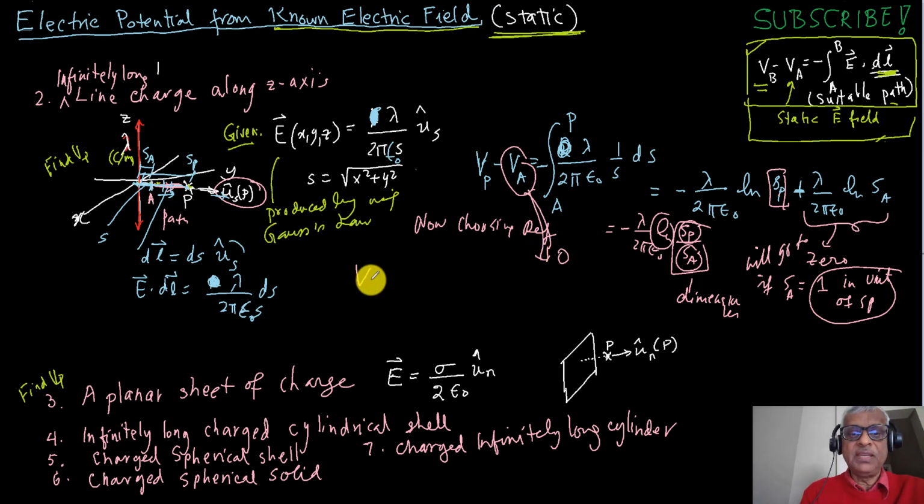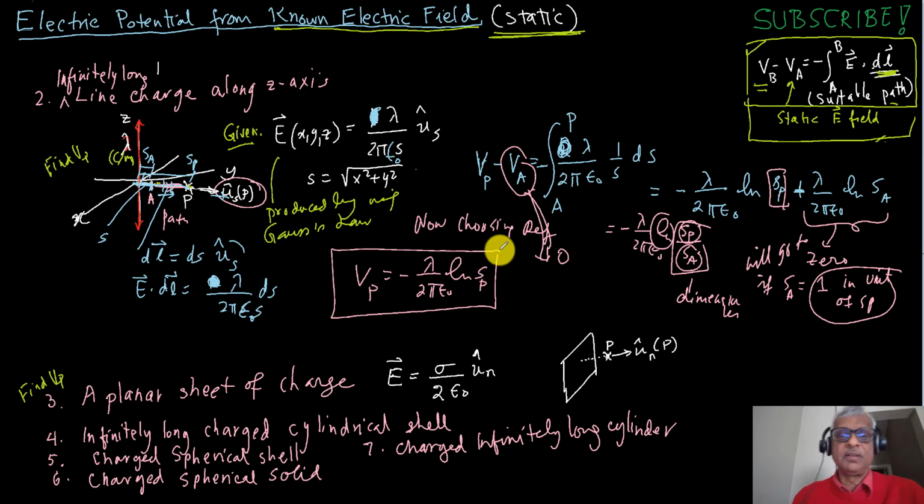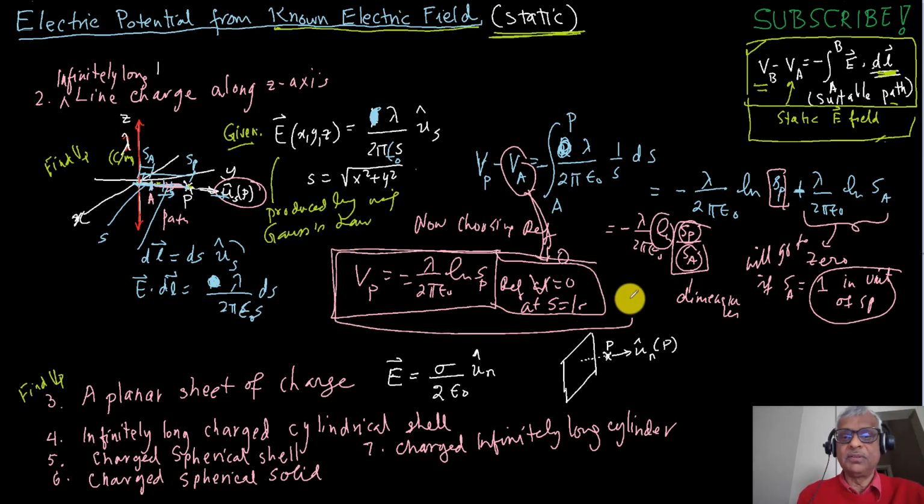Then V at P is minus lambda over 2 pi epsilon naught log S at P, with the reference V equal to 0 at S equal to 1. So this formula goes with that, and this will be the formula. It's very easy. You've got to do the integral, but let's go back and look at what happened.